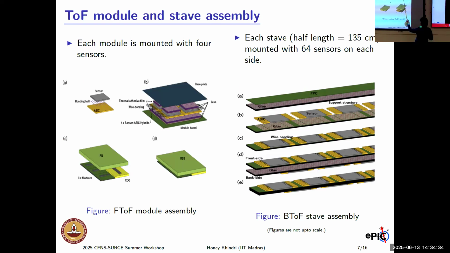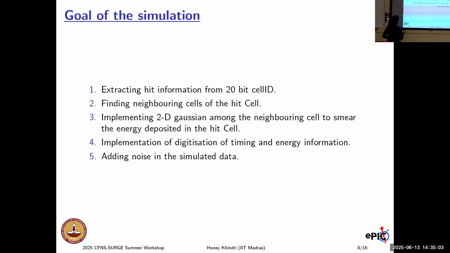You can see this is a sensor which will be mounted with the ASIC. The ASIC is a chip that will be used to get the signal from the sensor. Three such sensors will be mounted on a power board. Then this will make a readout board, and 4 such units add up to make one module that I have shown earlier. One side of the end cap will have 386 modules, and the other side will also have the same number of modules.